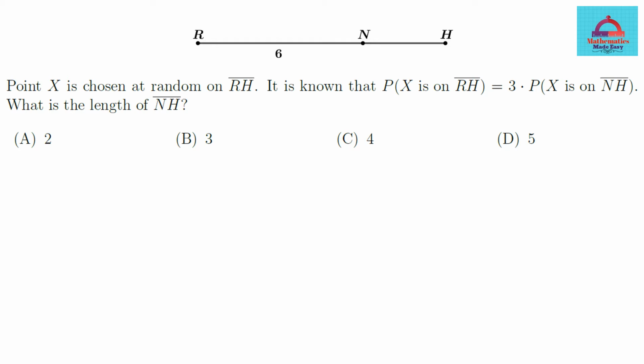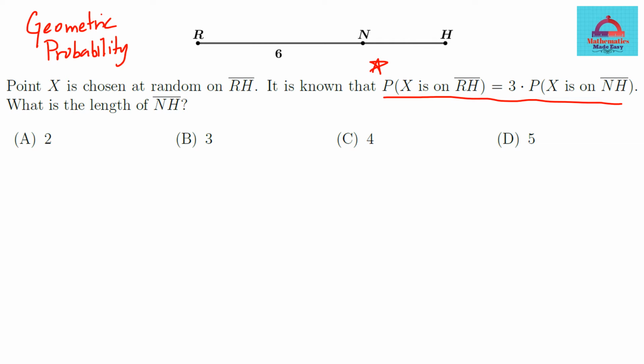This question is on geometric probability. I want you to read the question nicely, highlight the important information, and also notice that in this question you are already given the figure. That will really help you. So a point X is chosen at random on RH. So anywhere in between it can be chosen, and there's a condition given to you that the probability that this X is going to be on RH is 3 times the probability X is on NH.